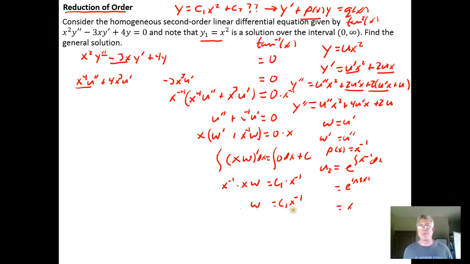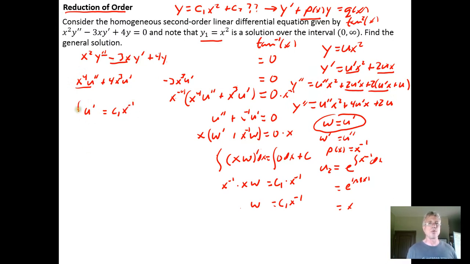All right, so we get w equals c sub 1 x to the negative first. I don't know why I babbled about that. I'm sorry. But we want to remember that w is u prime. So we really have u prime equals c sub 1 times x to the negative first.